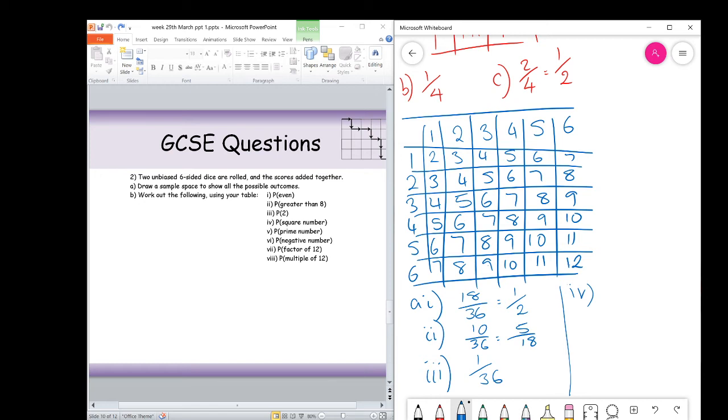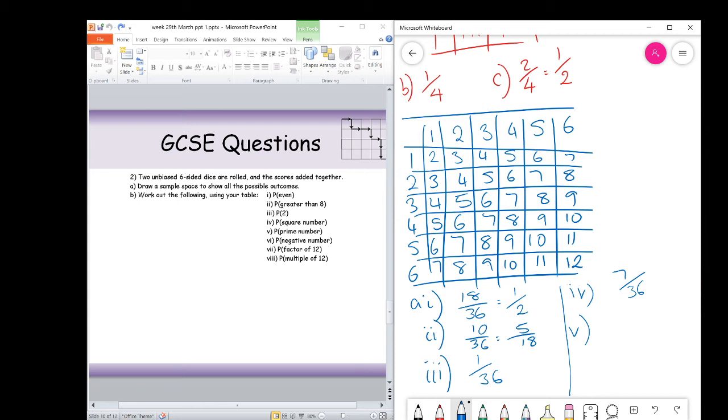So there's no 1s in here. So 4s, 1, 2, 3, and then 9s, 4, 5, 6, 7. So it's 7 out of the 36. Right, 5, it's a prime number. So primes are only divisible by 1 and themselves. They've only got the 2 factors. So 2 is a prime number because it's only divisible by 1 and 2. Lots of people forget that. It is the only even prime number.